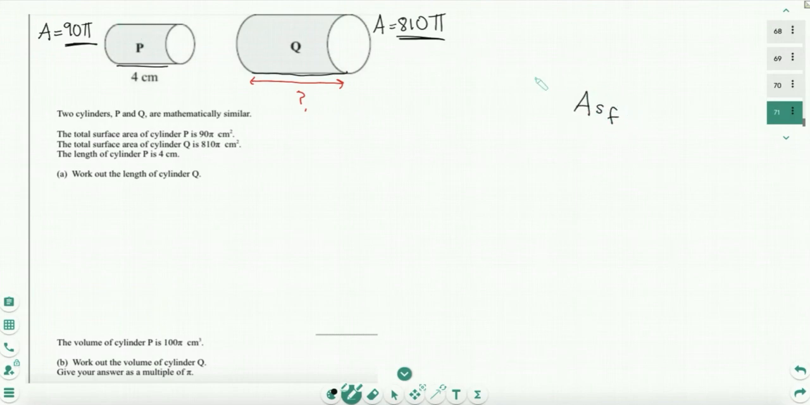So we think, how do we get from 90 pi to 810 pi? If you want, you can ignore the pi's and just think to yourself, how do I get from 90 to 810? 90 times what makes 810 is 9. I just did 810 divided by 90. So our area scale factor is times 9. Now I got to find the length scale factor because I want to find this missing length.